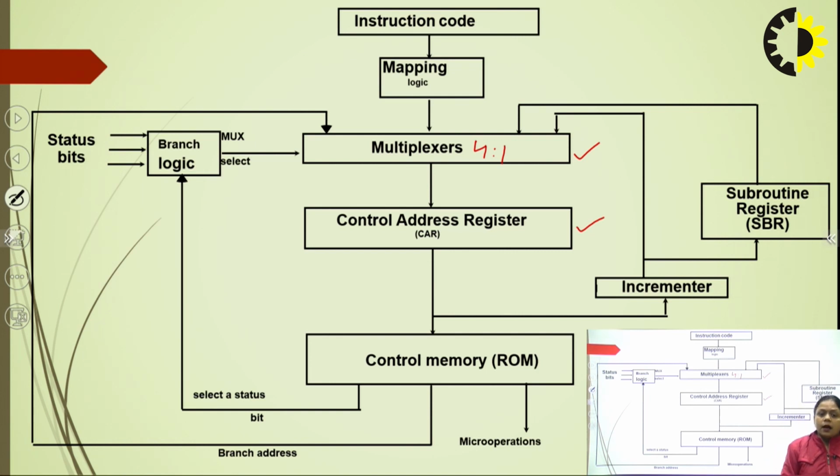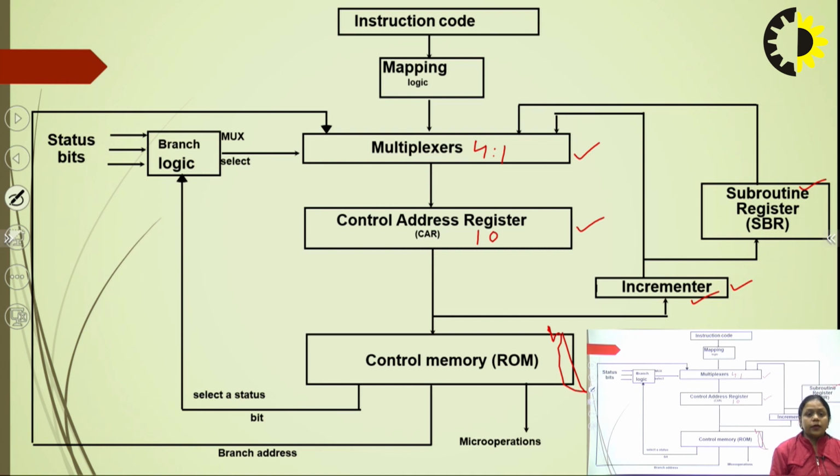Now, the question is how we can generate these addresses. What are the ways? We have 4 ways to generate this address. You can see here the first one is the incrementer. Incrementer means, for example, when we have one address, for example 00 or 1001 or 10, then we give the address to the incrementer. Then the next address will be generated after the +1. So, this is the incrementer. With the help of the incrementer, we can generate the address of the control address register. Then there is another way, the subroutine register. Now, what is the subroutine register? Why do we use a subroutine? What is the meaning of subroutine here?